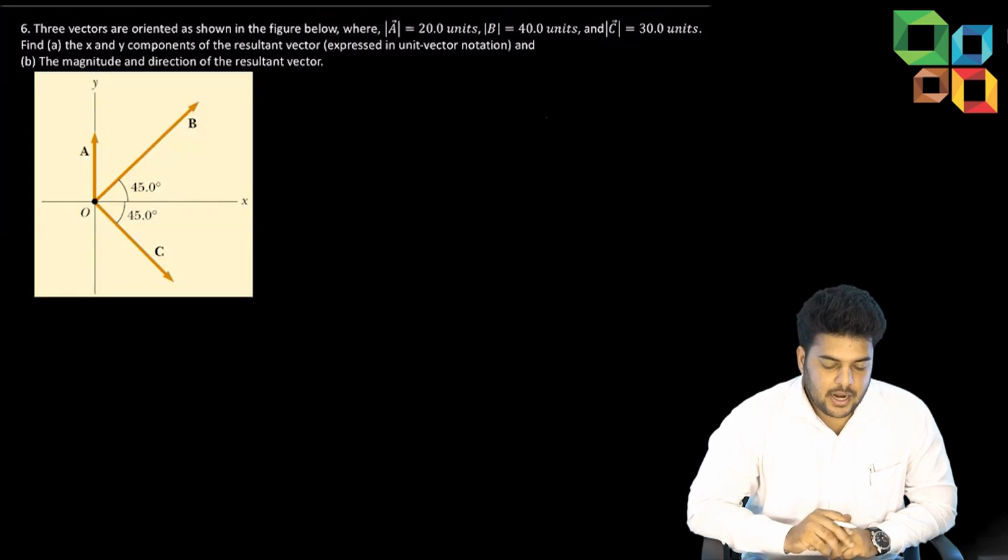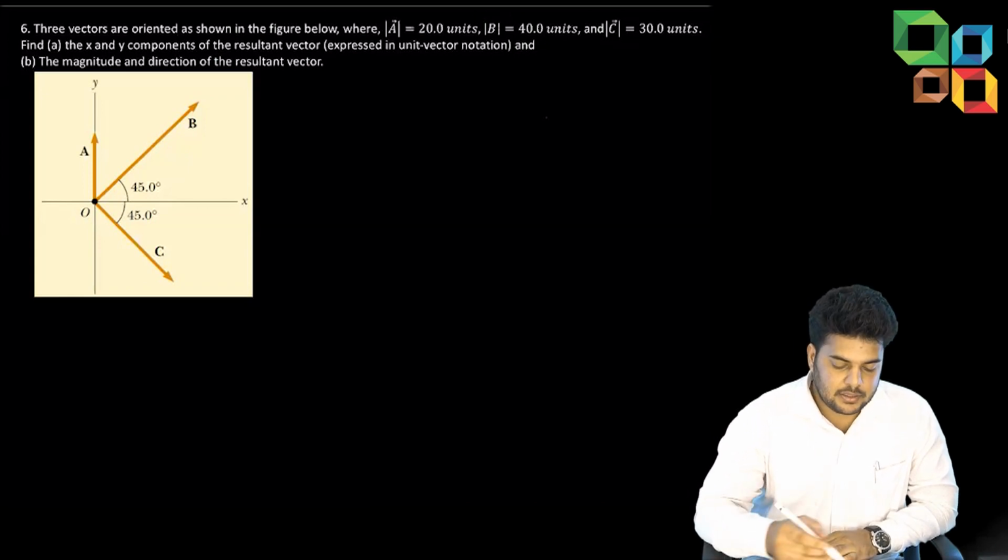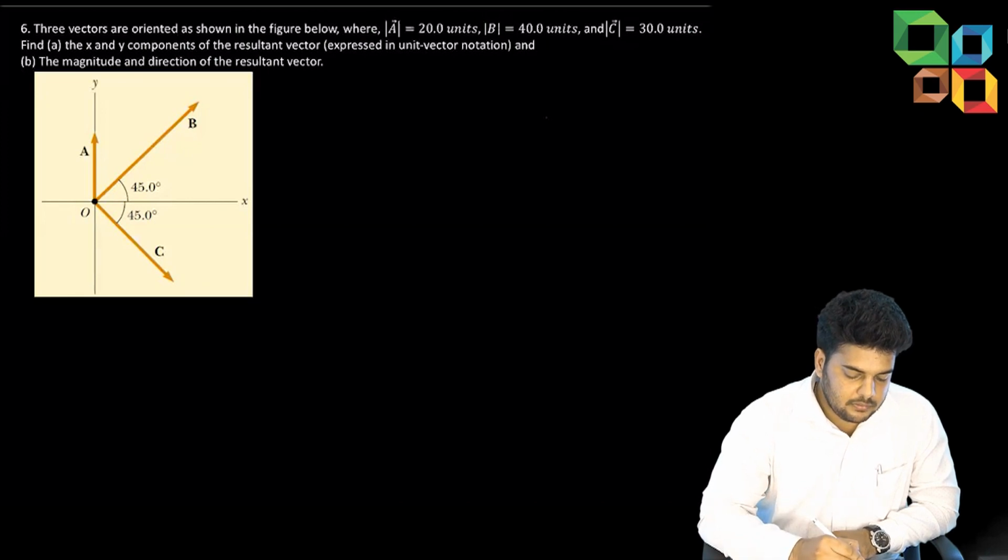Their resultant means you have to add A, B, and C, right? Does it matter if I add B and C first and then A? Commutative property, isn't it? We can add any way we want. So if I add B and C, how to add B and C? Triangular law. So I have to move the vector C without changing its direction to the head of the vector B.